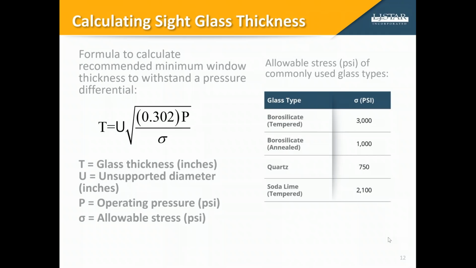This formula will allow us to calculate how thick your sight glass window should be based on the pressure differential it will encounter. Generally, the thicker the glass, the higher the pressure it can withstand, and the lower the resultant overall stress.